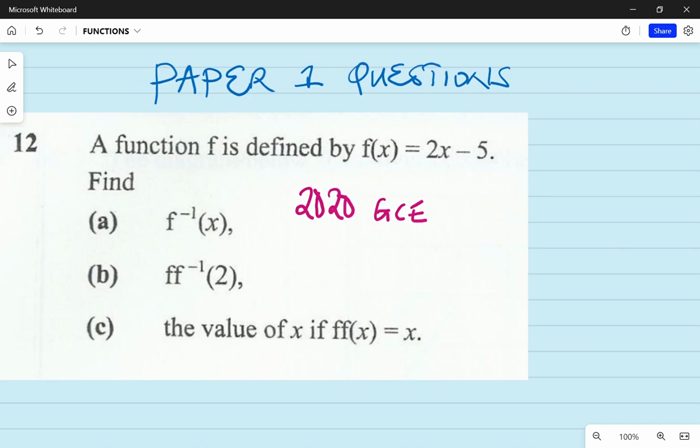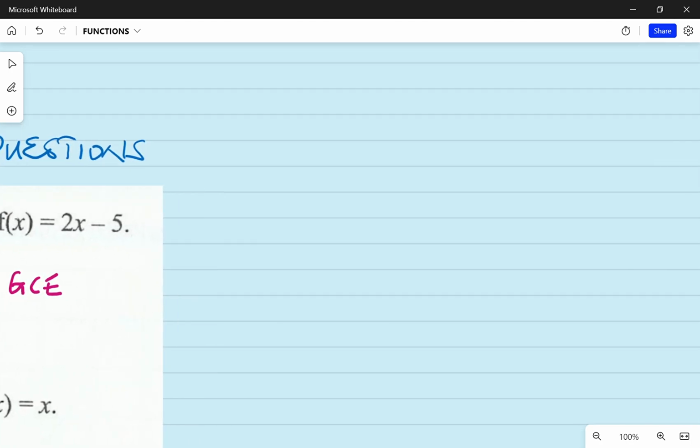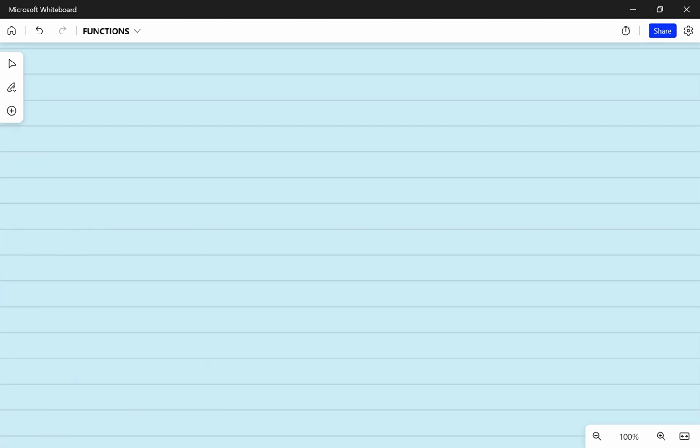A function f is defined by f of x is equal to 2x minus 5. Find A, f inverse of x. Then B, f inverse of 2. Then C, find the value of x if f of x is equal to x. Straight away, let's just jump into the solution. Okay, let's have our solution here. Please pay particular attention as I'm explaining these things step by step.